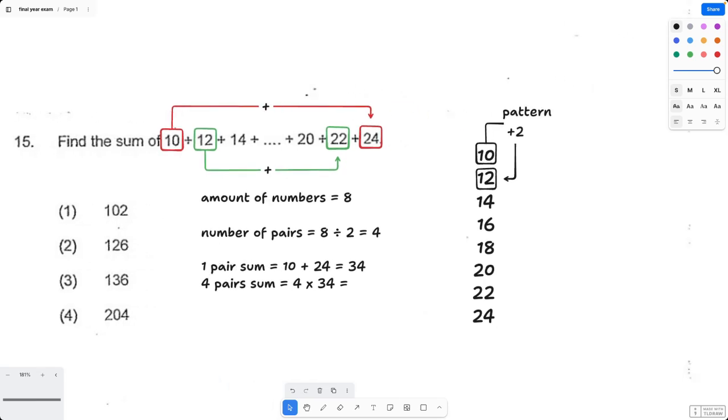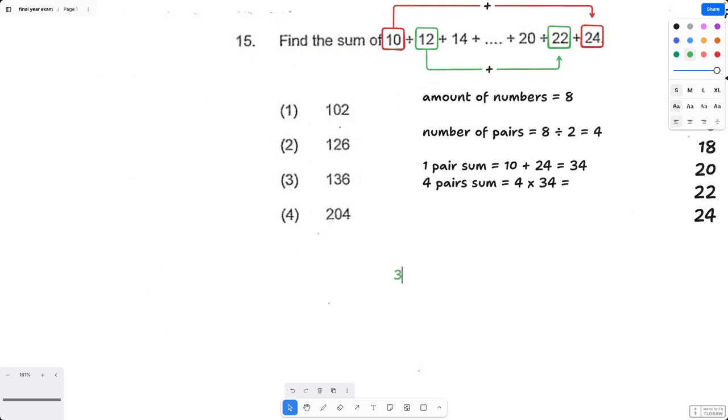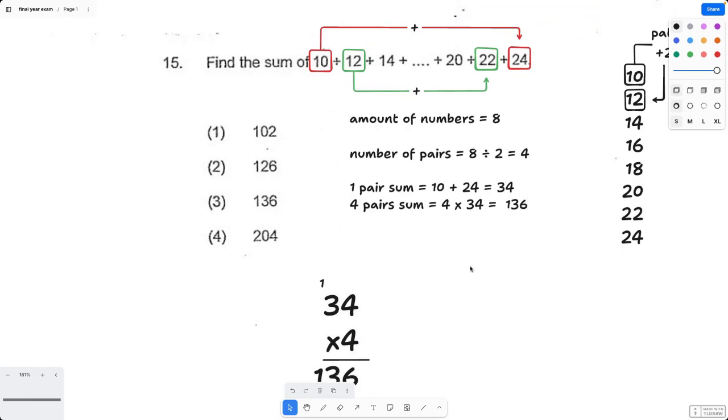So let's do our working. There is an empty space at the bottom. So 34 times 4. What's 4 times 4? That gives us 16. I'm going to put 1 over here. And then 3 times 4 is equal to 12, and this will give us 136. There you go. The answer is 136, which is option number 3.